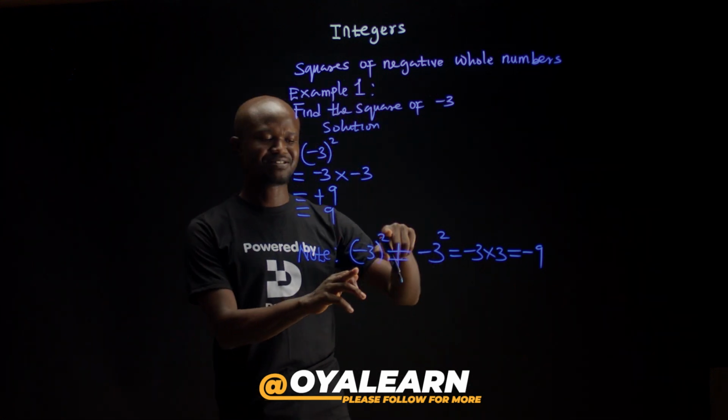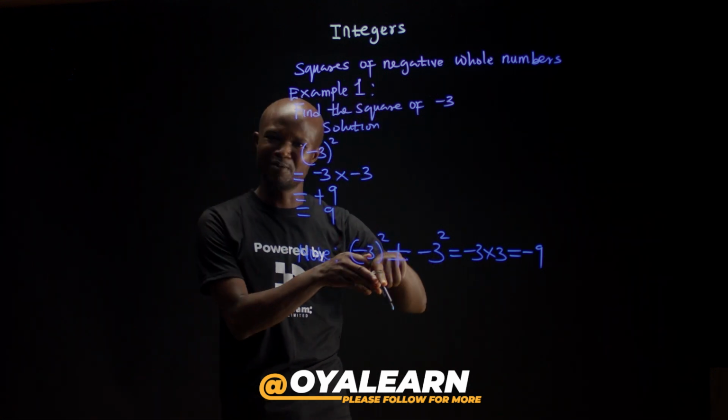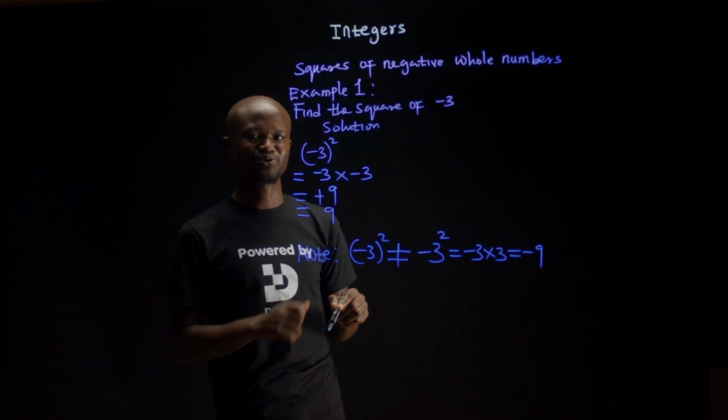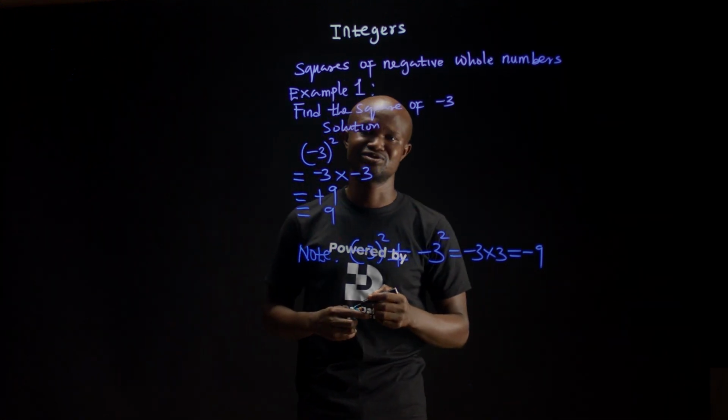But this one, the 2 is affecting both the number and the minus. So that is why it is positive. So take note of that. So that is the solution to the problem.